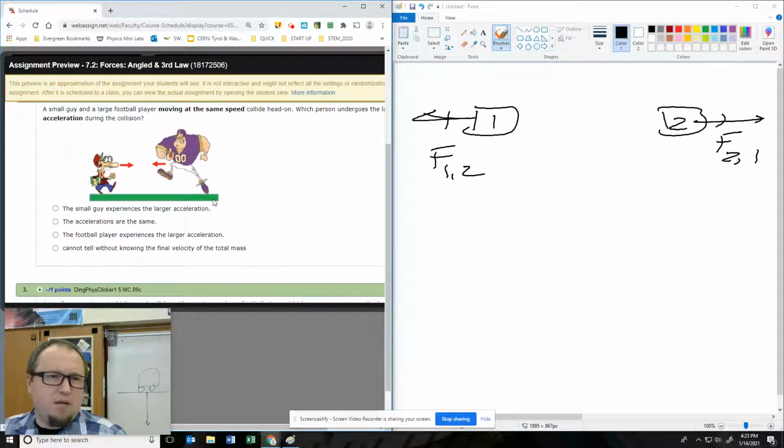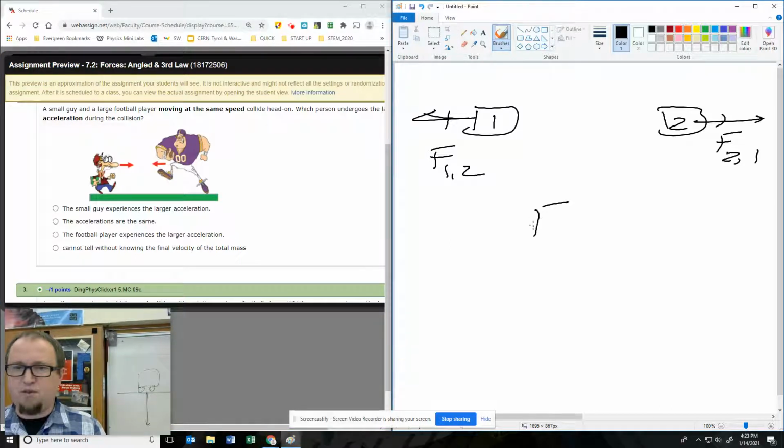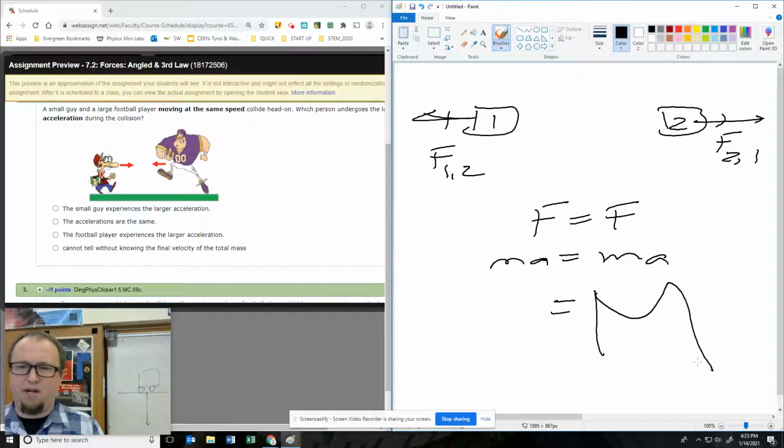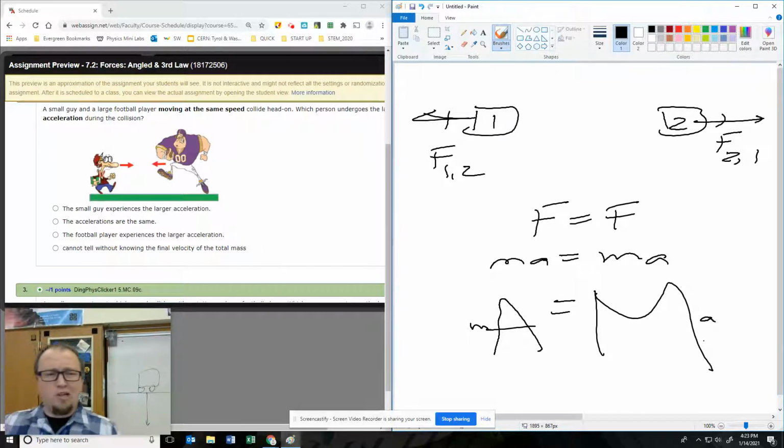Same speed, but let's talk about acceleration. It's the same force, but now we have to talk about acceleration. If the forces are equal, then F equals ma, but the problem is the football player has a big mass, and this guy has a small mass. That means this guy has a small acceleration and this guy has a big acceleration. That's why it looks different, right? The little guy has a huge acceleration. All right, number 3.